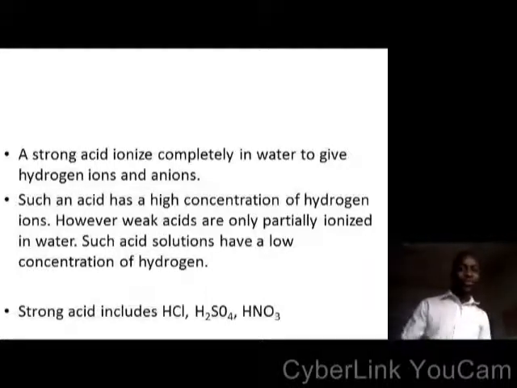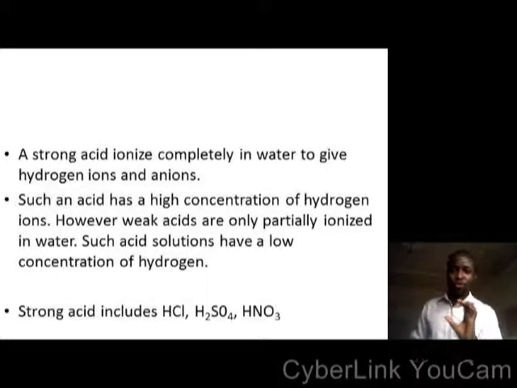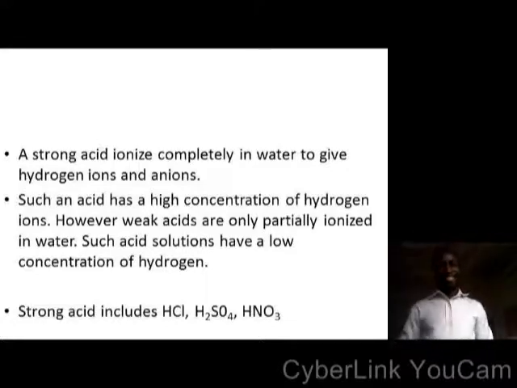Strong acids include HCl, that's hydrochloric acid, and H2SO4, that's hydrogen tetraoxosulfate(VI) or tetraoxosulfate(VI) acid. When you pronounce acid, don't pronounce hydrogen. When you pronounce hydrogen, don't pronounce acid. Look at the third one, HNO3, hydrogen trioxonitrate(V), or you call it trioxonitrate(V) acid.